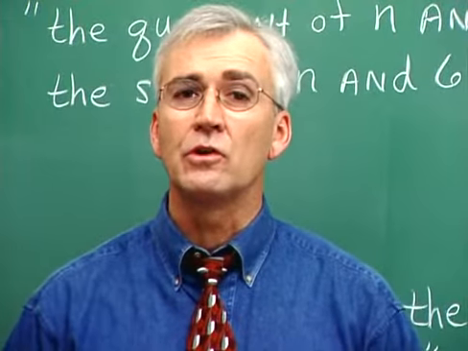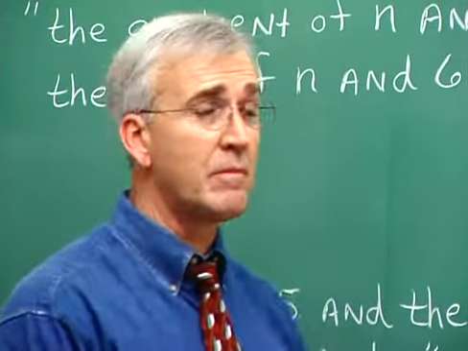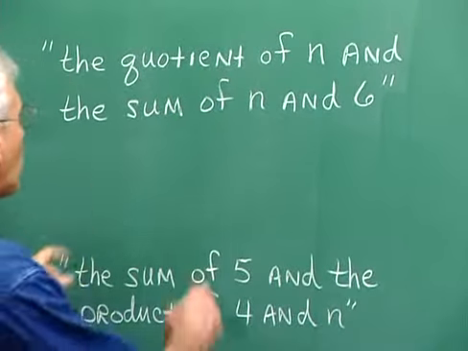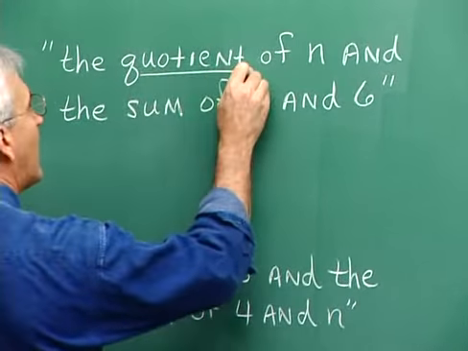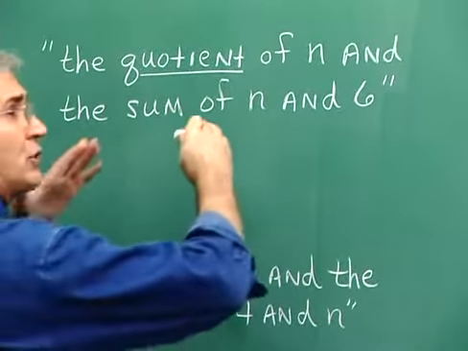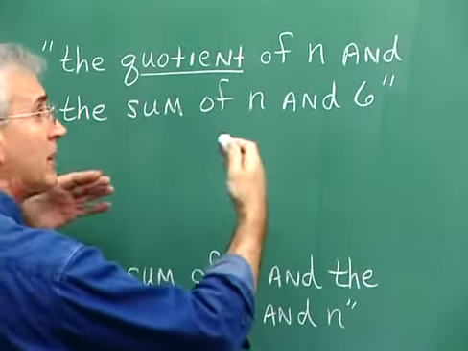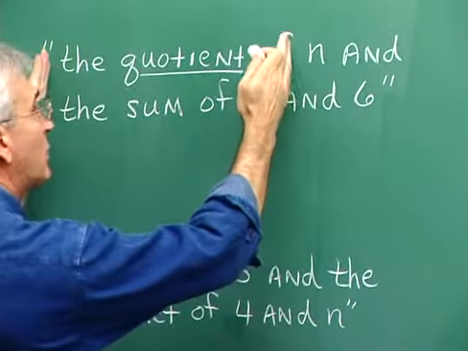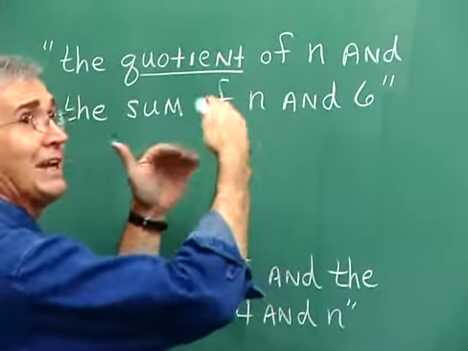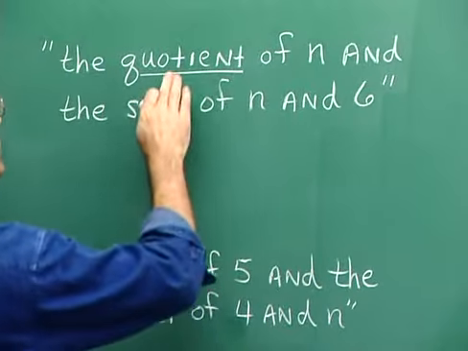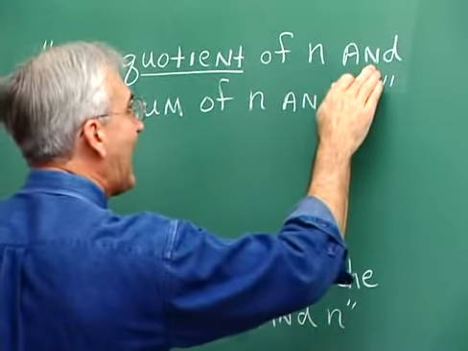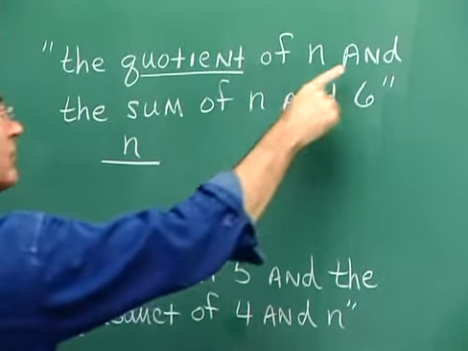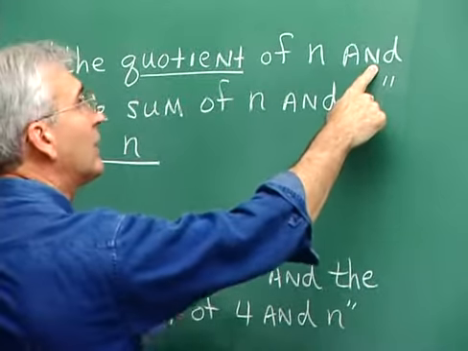Let's interpret a few English expressions into mathematical form. It says the quotient of. As soon as we see the word quotient, we know we have a division problem, and that the two items involved in the division follow this phrase. It's the quotient of numerator and denominator. So let's look for that. The quotient of n and, well, we know right there that n is in the numerator, and whatever follows and is in the denominator. Let's see what it is.